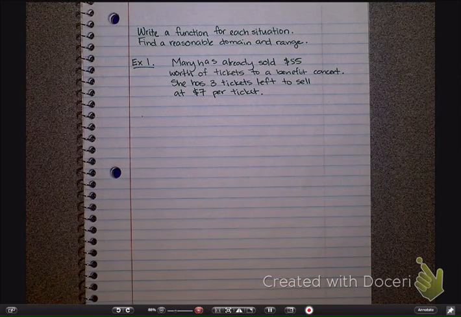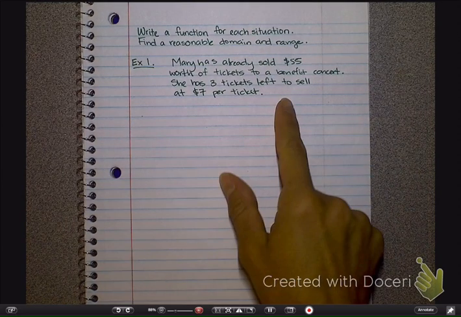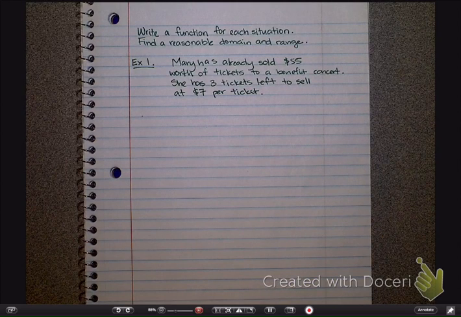Okay, so the problem reads, Mary has already sold $55 worth of tickets to a benefit concert. She has 3 tickets left to sell at $7 per ticket. So what we want to do here is write a function to represent this situation, and then find a reasonable domain and range for that function. Okay, do you guys need some time catching up? Yeah.